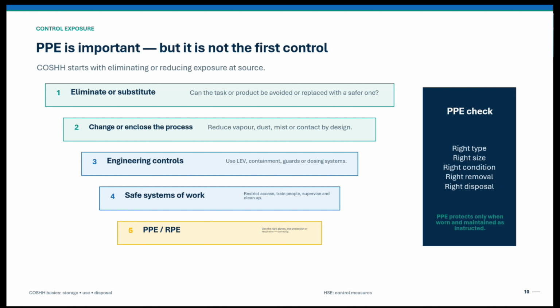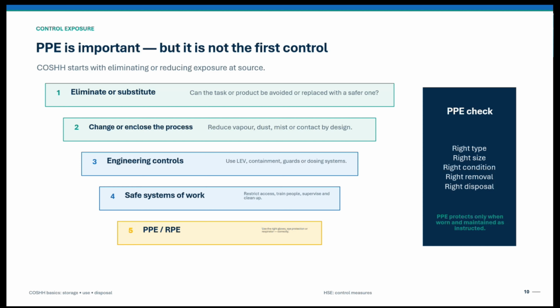Any engineering controls: can we use LEV, containment, guards, or dosing systems? Safe systems of work to restrict access, train people, supervise, and clean up after. And then the last line of defense is PPE/RPE.